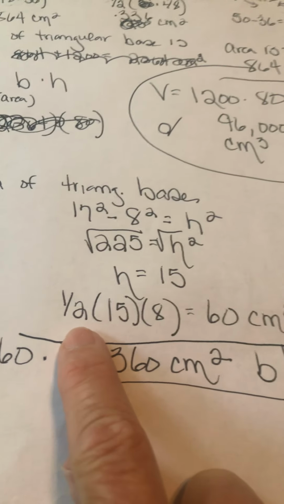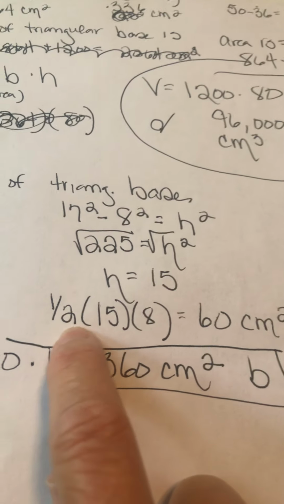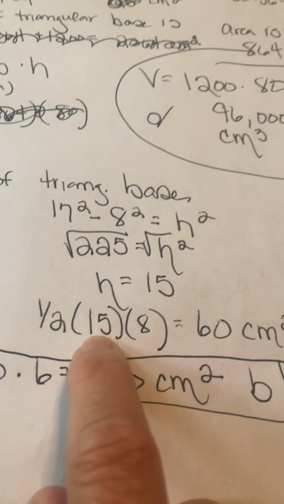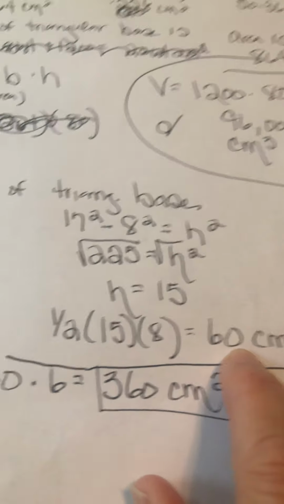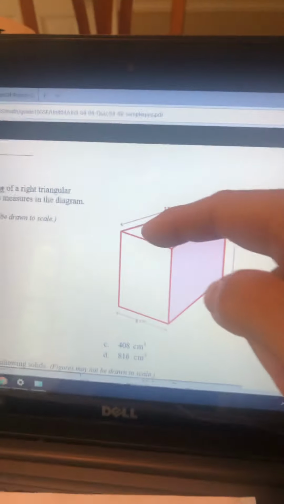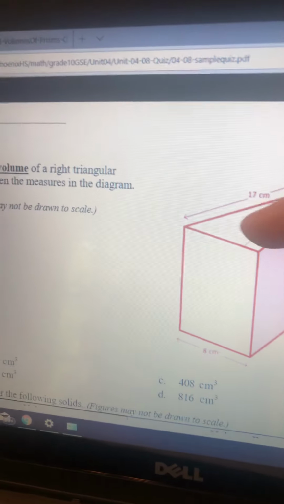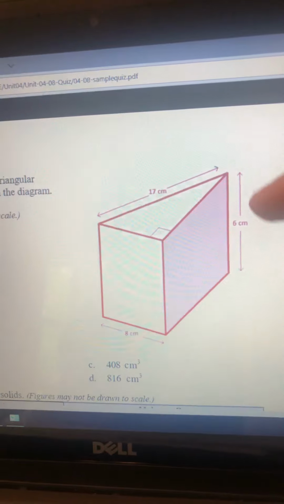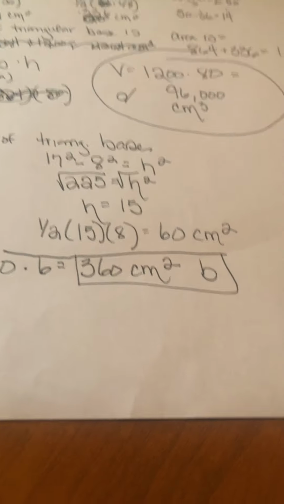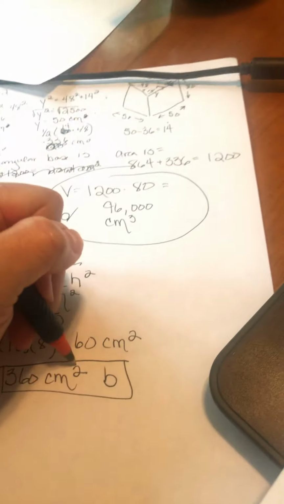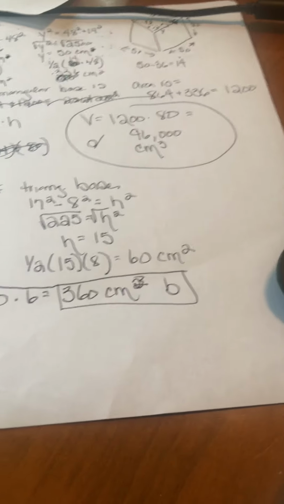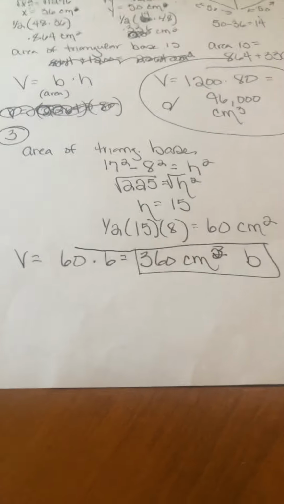Next, we find the area by saying 1/2 of the height times the base, which is 8, and we get 16 centimeters squared. And lastly, the volume is the area of the triangle times our height, 60, and you get 360 centimeters squared cubed. Actually, I should have put cubed there, sorry. And that would have been letter B. So your answer for number 3 should have been B.